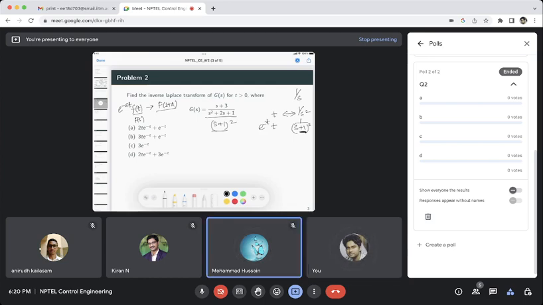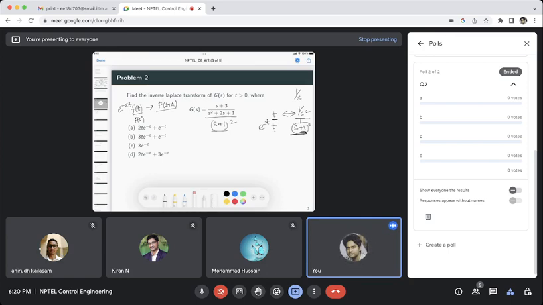For t, if not, then please ask. If anything is not clear, you can ask. For t, you know 1 by s square, so with the shift it will be e to the power minus t times t. Okay, so then we can find the inverse Laplace transform of that.